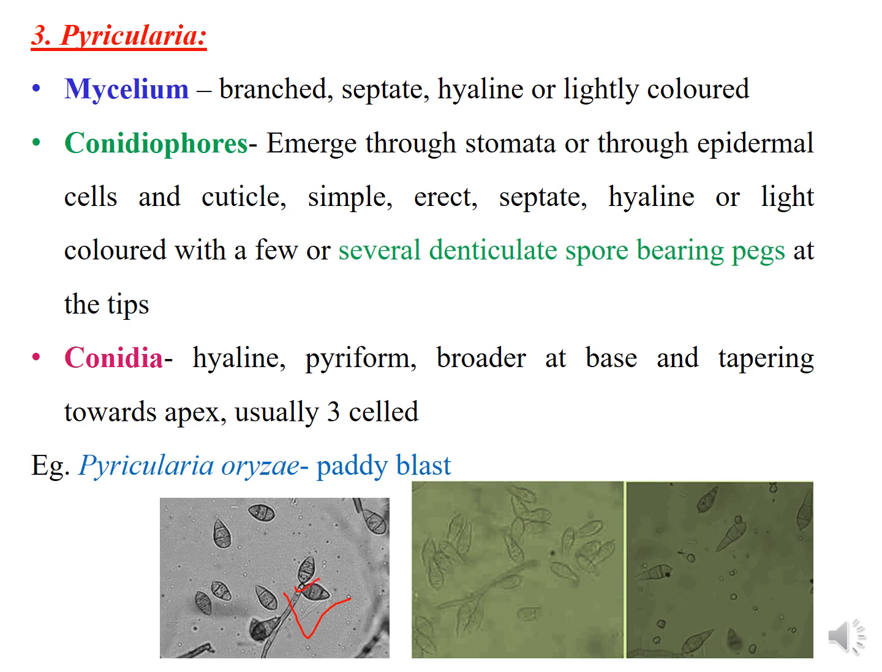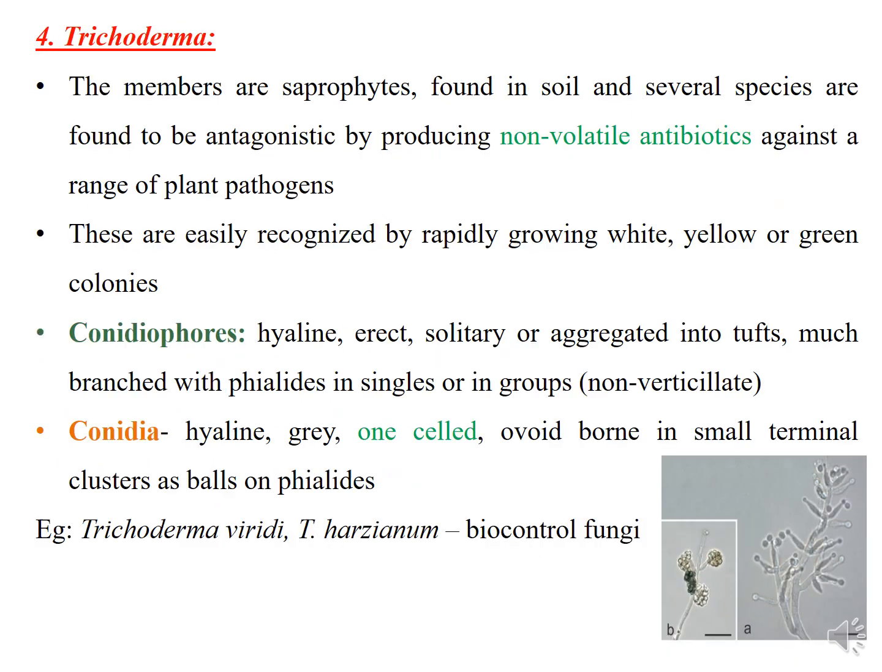And coming to the conidia, here you can see the conidia are hyaline in color and multi-celled, that is 3-celled, broader at the base and tapering towards the apex. Based on this structure, here you can see it is 3-celled, broader at the bottom, and the apex is tapered. Example, Pyricularia oryzae, which causes the paddy blast disease.